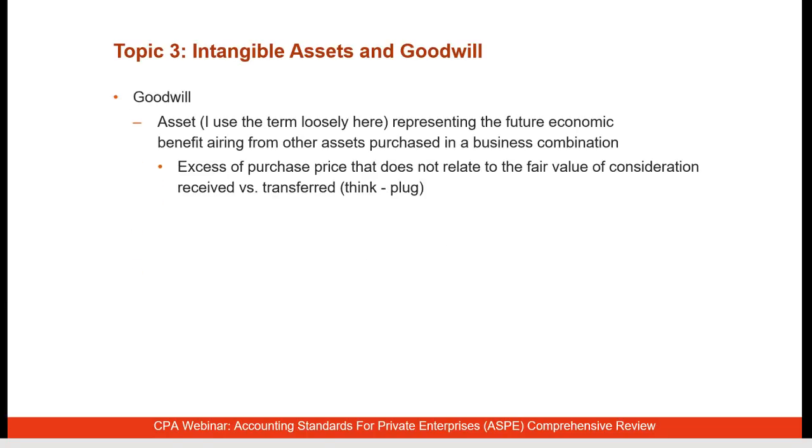Goodwill is an asset, and I use that term loosely here. It represents the future economic benefit arising from other assets purchased in a business combination. It's the excess of purchase price that does not relate to the fair value of consideration received versus transferred. Think of it as a plug, right? When you're buying a business, you pay a premium price. Let's say the net assets of the business are $100,000, but the person paid 120 for whatever reason. That additional premium of $20,000 is called goodwill. It's kind of like that plug. It's that perception that it's much higher, and they had to overpay that $20,000 to get the deal, right?